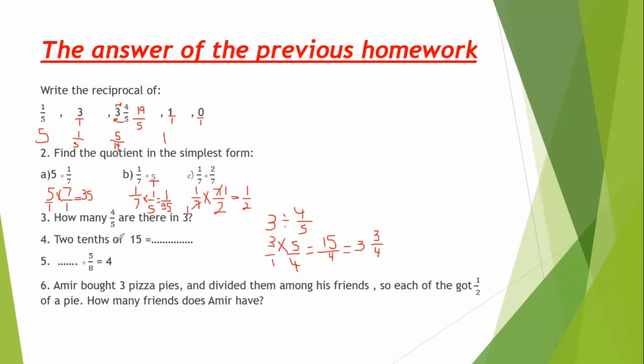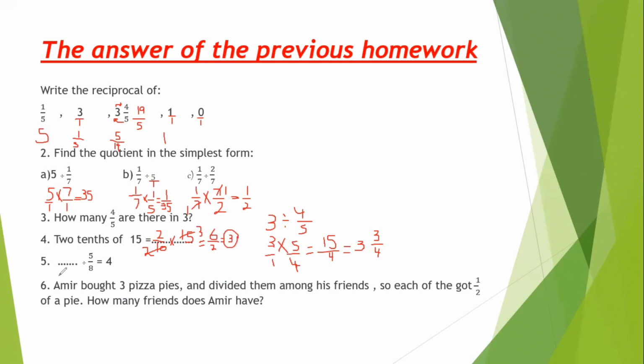Next, 2/10 of 15. 2/10 means 2 over 10. Of 15 means times by 15. You can simplify. Divide by 5 equals 2, and divide by 5 equals 3. Now multiply. 2 times 3 equals 6, and in the denominator you have 2. 6 divided by 2 equals 3.